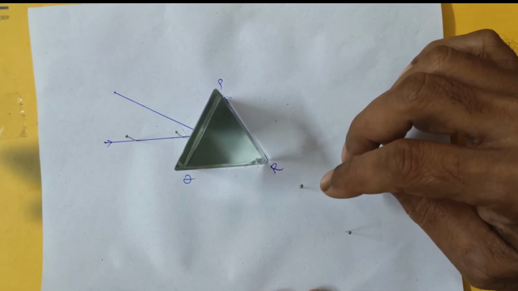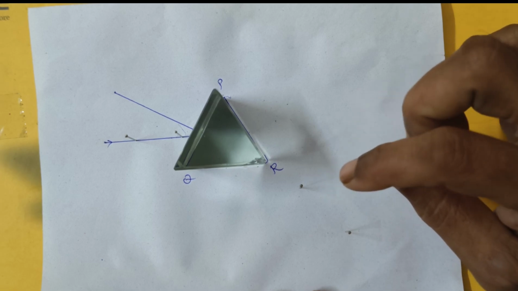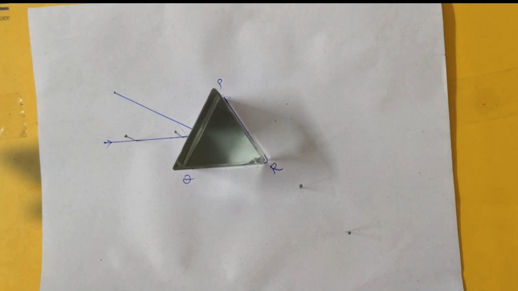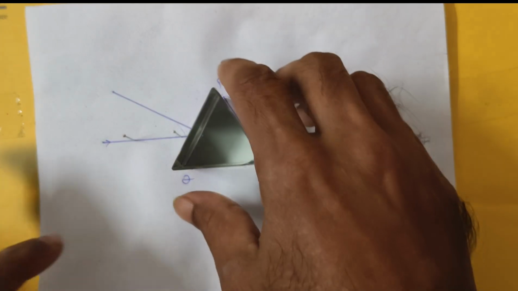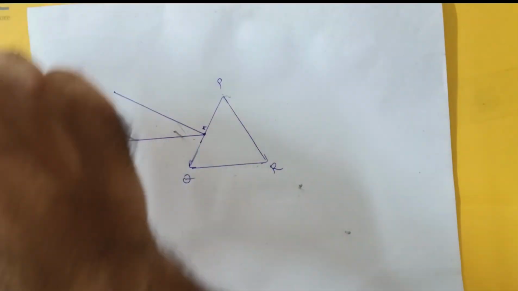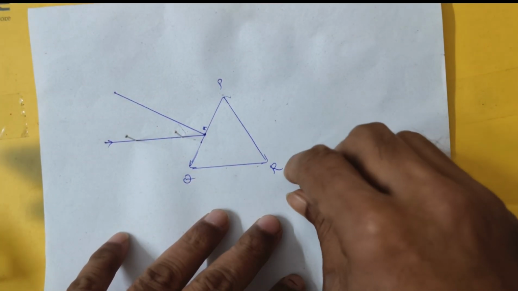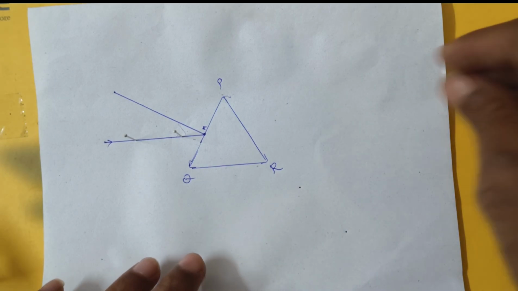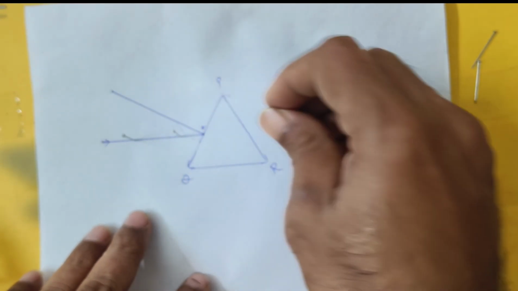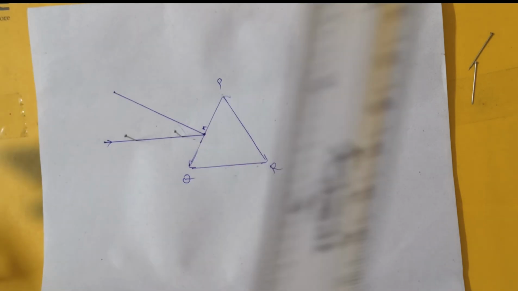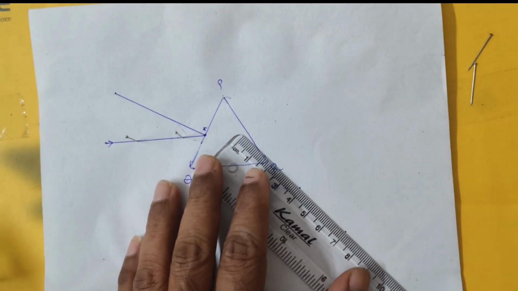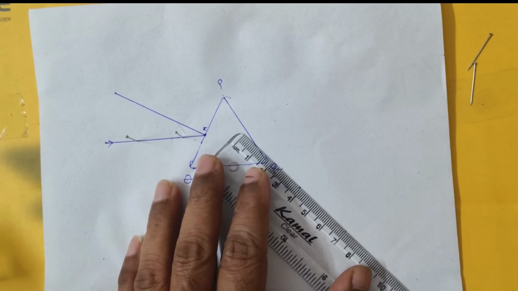After keeping the four pins in the same straight line, remove the pins and prism and draw a line joining the newly kept two pins. Let me do it here. Sorry. Now this can also be removed, but no need. Let me draw the line passing through these two points.